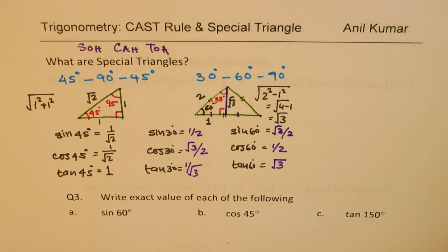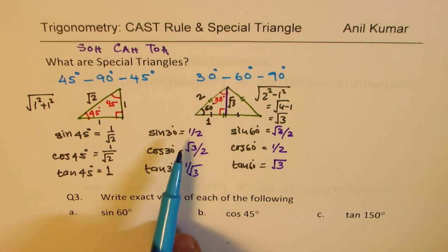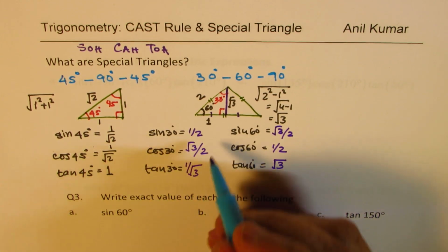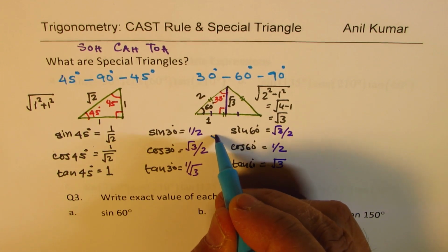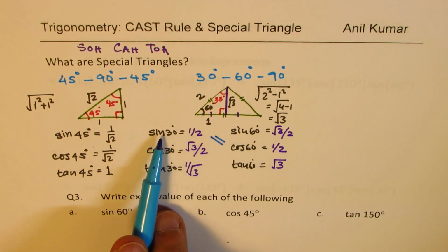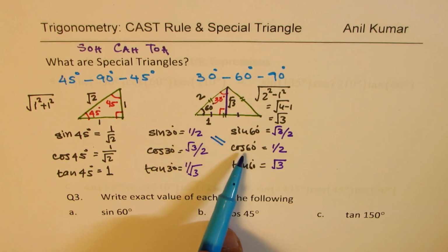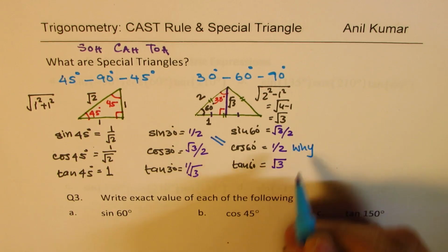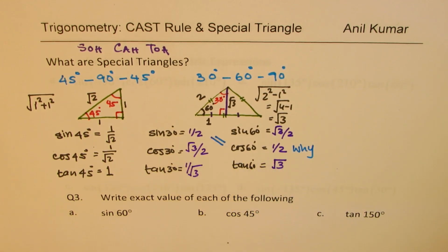Perfect. Now, it's a time to just relax a bit and observe what we are looking at. Now, this is the most important part. What you notice here is sine of 30 is half, cos of 60 is half. So they are equal. Do you see this? Sine of 30 is half, cos of 60 is half. They are equal. Can you explain me why? Tell me why. Now, from here, we get to the next level.